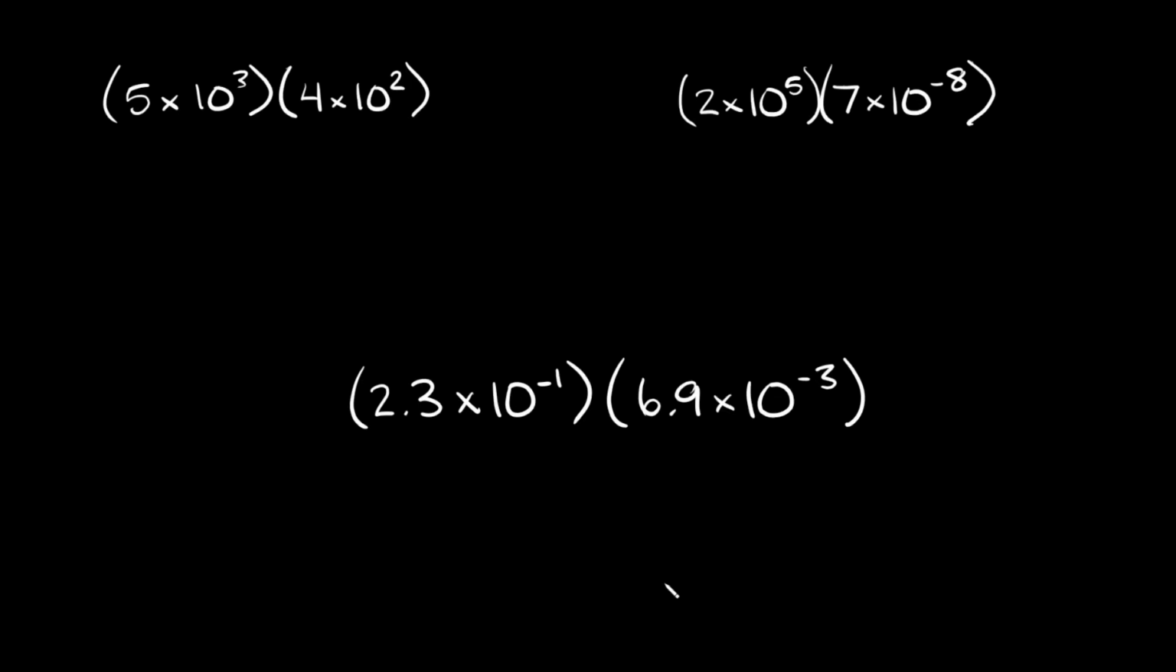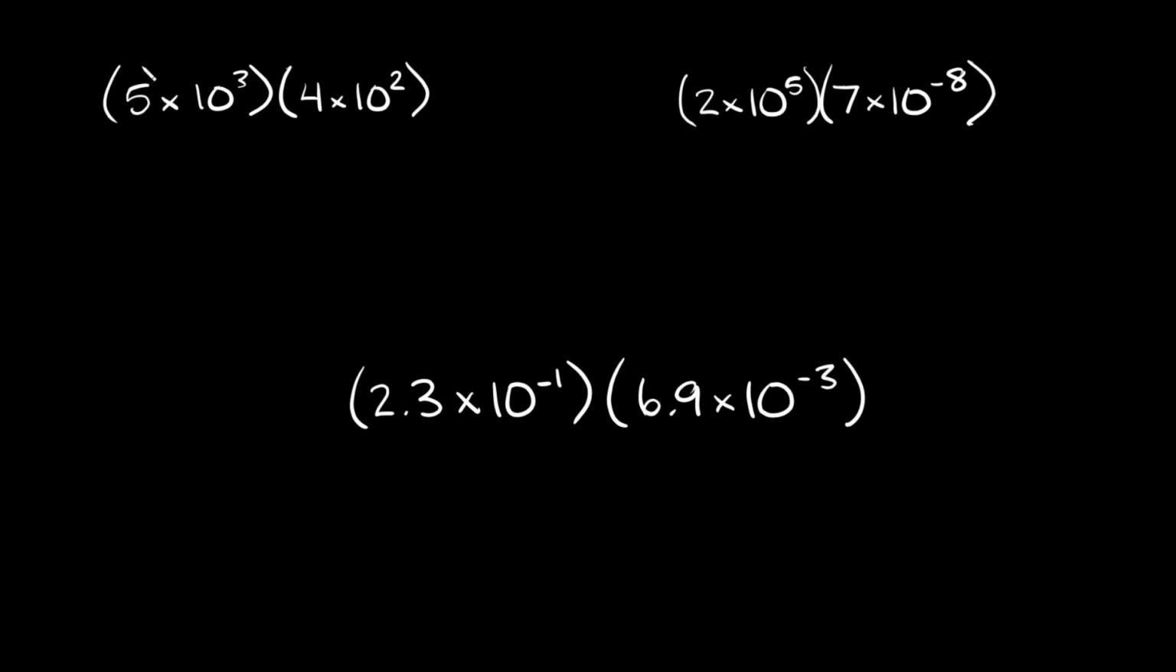So in this video, I'm going to teach you how to multiply together some scientific notation problems. All right, so I got a few examples here, so let's start with this one right here. This one says 5 times 10 to the third power, in parentheses, times this other set of parentheses, 4 times 10 squared, right? So this is actually not too bad.